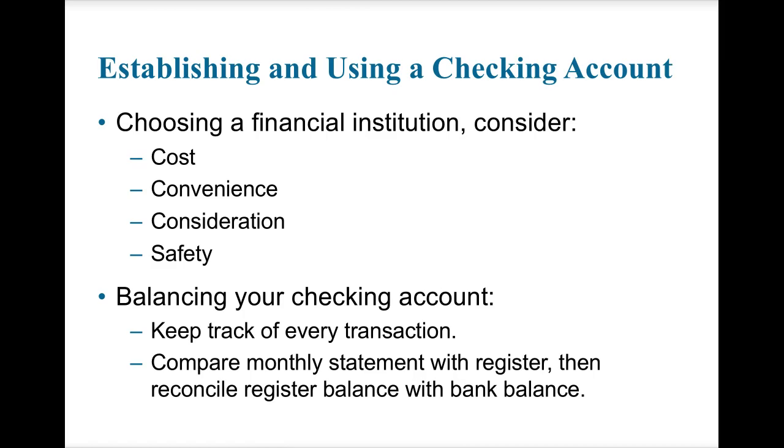Okay, now let's talk about establishing and using a checking account. The things that you want to consider: the cost of the account. You want to go for a checking account that's free. Convenience. You want to pick a bank or credit union, and I suggest a credit union, that's close to where you live. Generally with most banks or credit unions, you may have to visit 3 to 4 times a year, even if you're doing mostly everything online. So convenience is something to think about.